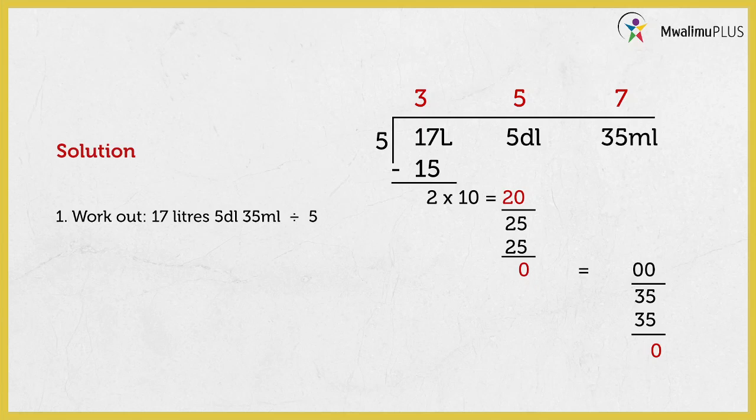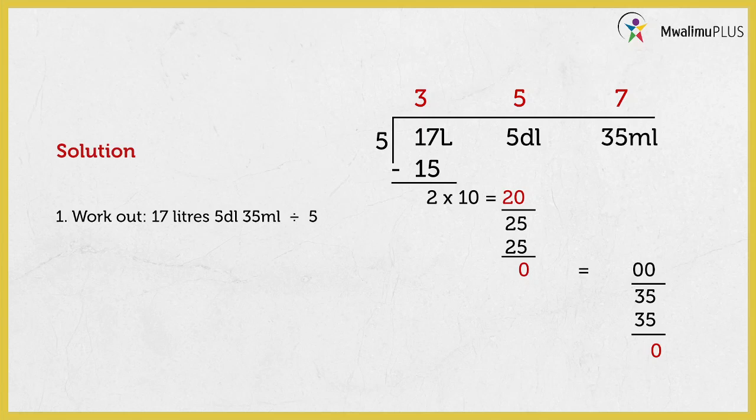So here we have 5 outside. Then we have 17 liters, 5 dl and 35 ml. Now we start our division. Learners, how many times will 5 go into 17? Good. It will go there 3 times. So when you have gotten 3, you write 3 on top of 17, on the liter side.